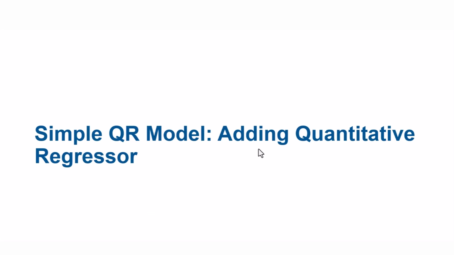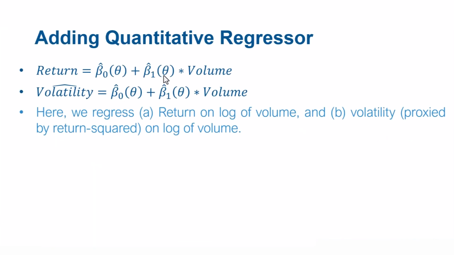In this video, we'll add a quantitative regressor to the quantile regression model and understand its implications. As a typical example in finance, we'll use the relationship between volume and return, and volume and volatility, with the help of quantile regression. Here we are regressing volume, in fact log of volume, on return, and log of volume on volatility. Volatility is nothing but return square here.